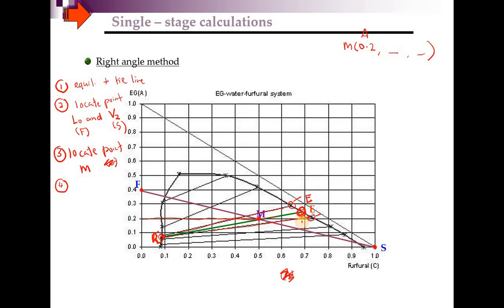So you can read this point, you can read the coordinate, and you will get 0.26 and C is 0.68, something like that. For the raffinate, maybe I cannot see the point clearly, maybe 0.098.